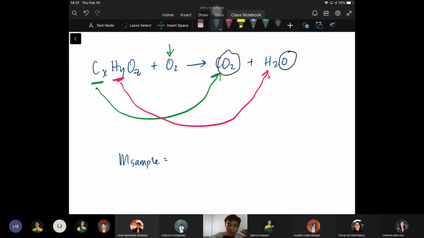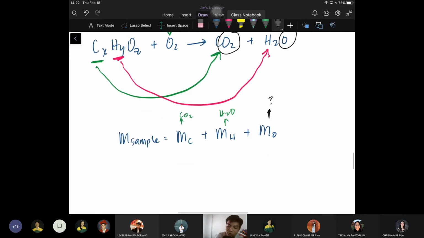So, basically, kunwari, ito yung ating sample, CxHyOz. Ibig sabihin, the mass of the sample is equal to the sum of the mass of carbon, mass ng hydrogen, and mass ng oxygen. Yung mass ng carbon, pwede mo yung kunin from CO2. Ang mass ng hydrogen, pwede mo yung kunin from H2O. Paano mo kukunin yung mass ng oxygen? You can rewrite the equation. Pwede mo to i-rewrite in such way na masolve mo yung mass ng oxygen.